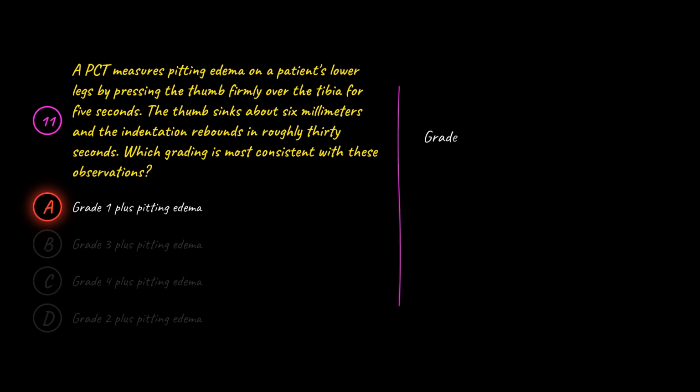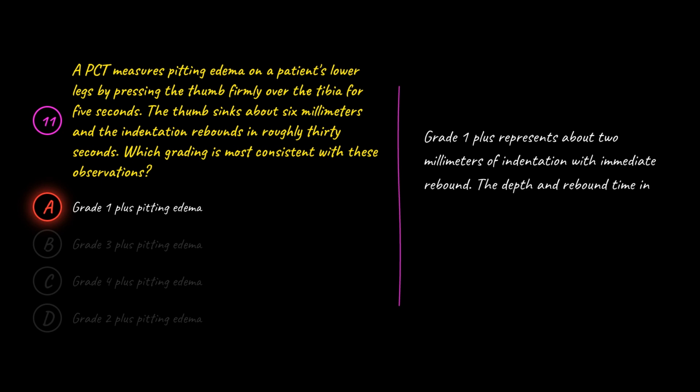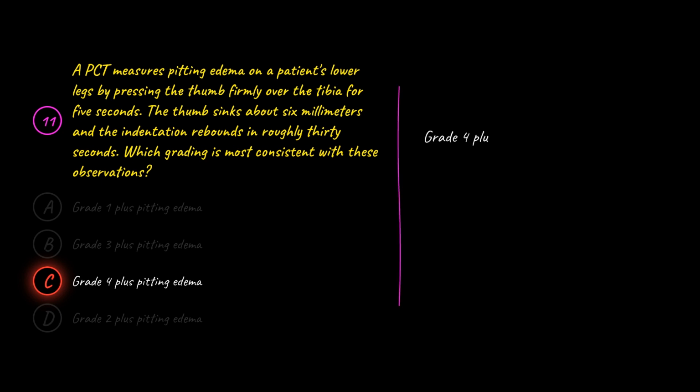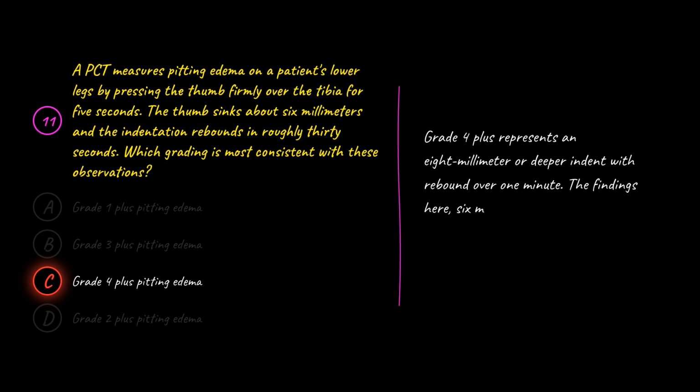A is wrong because grade 1 plus represents about 2 millimeters of indentation with immediate rebound. The depth and rebound time in this scenario are far greater than grade 1, so this rating significantly understates the patient's swelling. C is wrong because grade 4 plus represents an 8 millimeter or deeper indent with rebound over 1 minute. The findings here, 6 millimeters and 30 seconds, fall short of those thresholds and would overrate the patient's edema if assigned.